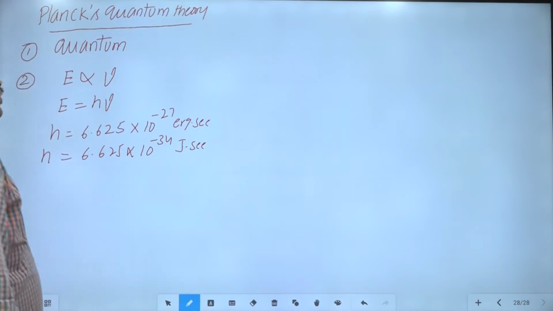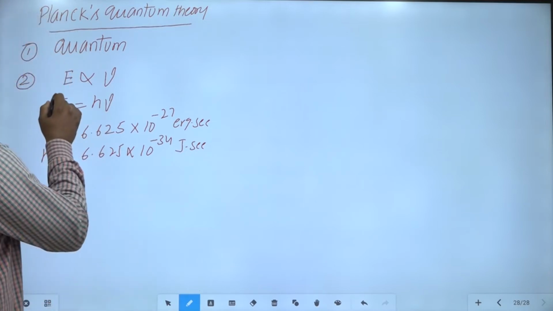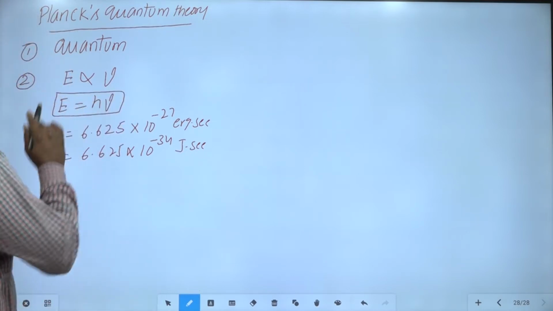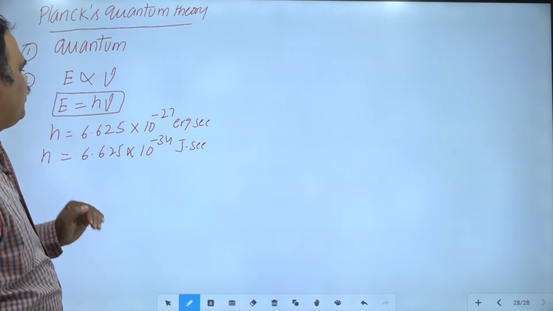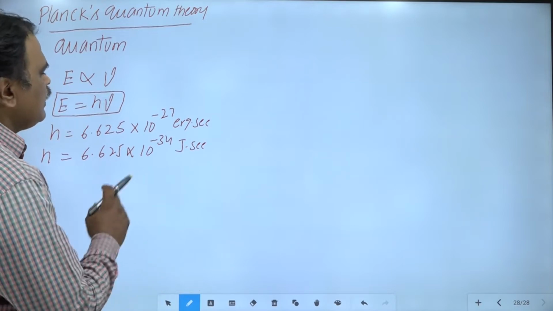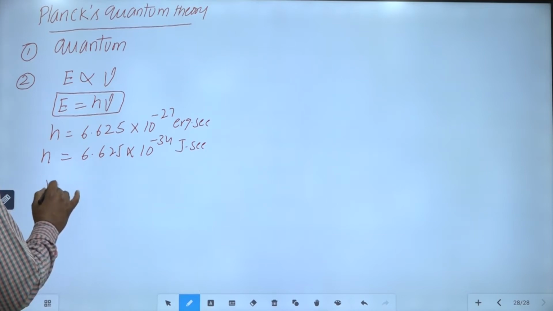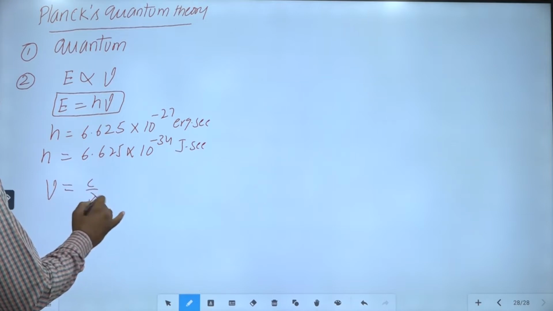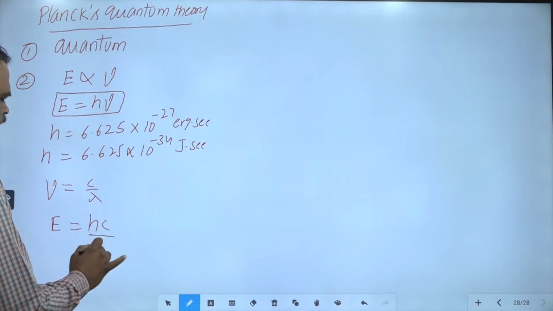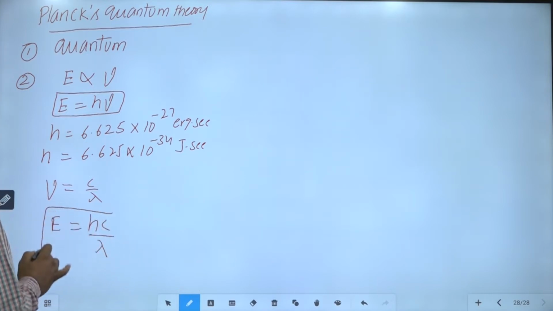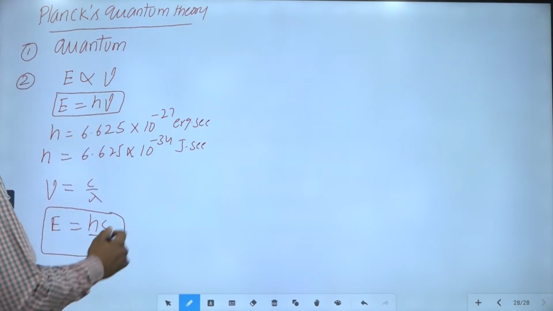The quantum energy is directly proportional to the frequency of radiation. E is equal to h nu. This is one of the formulas. Here h is Planck's constant. The value of h is 6.625 into 10 power minus 27 erg second or 10 power minus 34 joule second. But we know that the frequency of radiation nu is equal to c by lambda. Then E is equal to hc by lambda. That means energy is directly proportional to frequency but inversely proportional to wavelength.